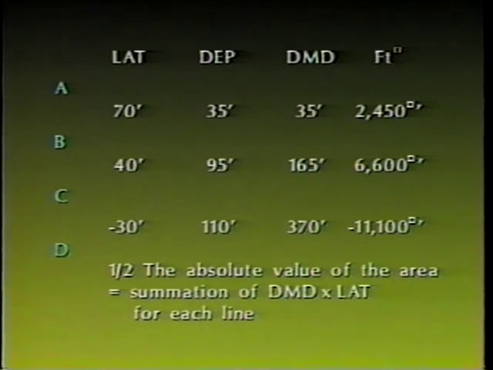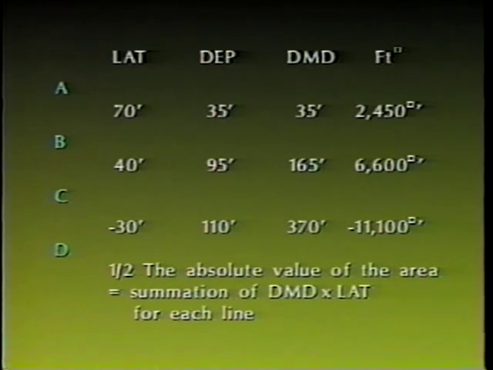Hint: when working with DMDs, it is best to set up a form to keep track and see what you're doing. The diagram above shows this form. The first column is your line. Under this heading are listed in a column the lines of the traverse, A, B, C, D, etc. The second column is labeled latitude. Under this heading list in the column the latitude for the corresponding line. Opposite line AB, list plus 70 for the latitude. Plus, because it is heading northerly.